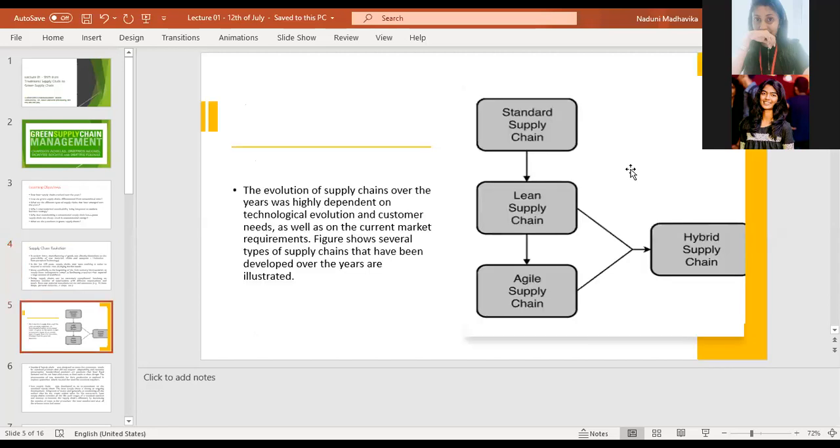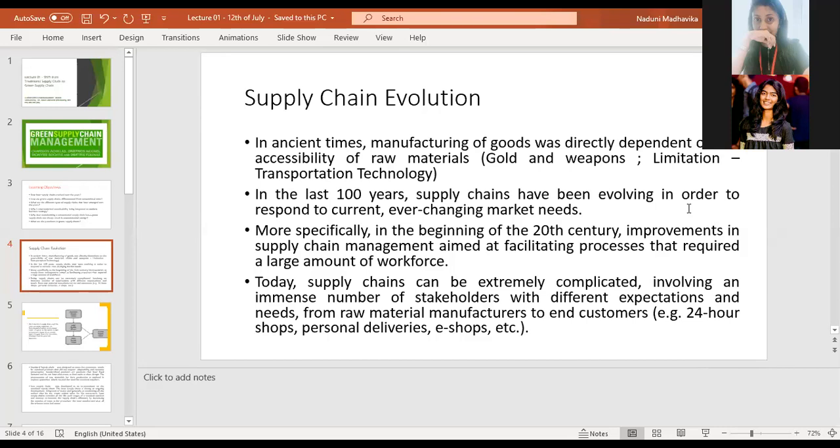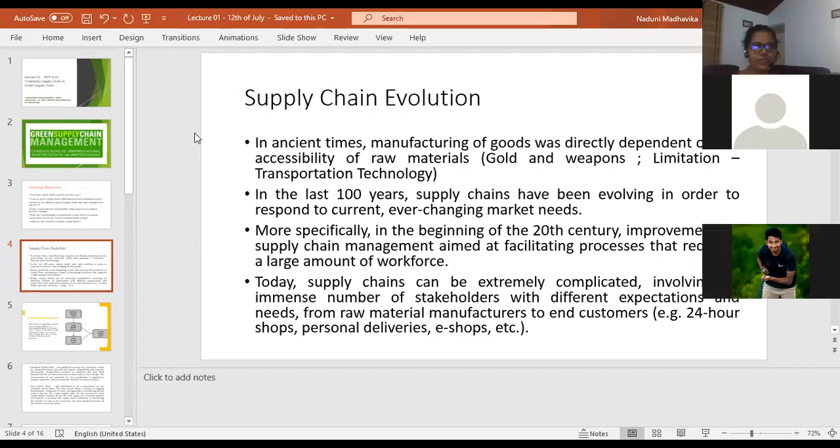And in the last 100 years, supply chains have been evolving in order to respond to current ever-changing market needs. So we know now it's not like in the past, the supply chain has become really complicated. Can you tell me a few reasons why the supply chain has now become really complicated? I think everyone agrees with the statement that nowadays, not like in the past, it has become really complicated. Why has it become very complicated?